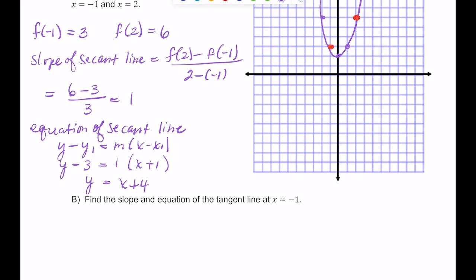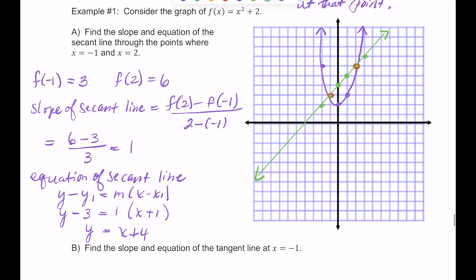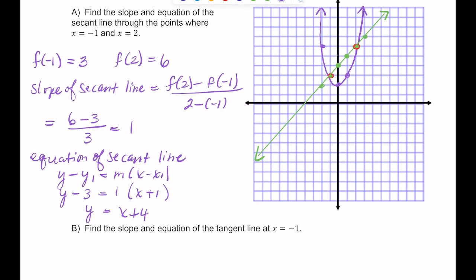So now if I graph y equals x plus 4, how do I graph that? I'm going to go up 4, and then go up 1 over 1, up 1 over 1. And you're going to see you're going to end up passing through those 2 points. You could go down 1, left 1, down 1, left 1, and here's your line. That's the secant. Okay, so there's your secant line, and the slope of the secant line is 1.